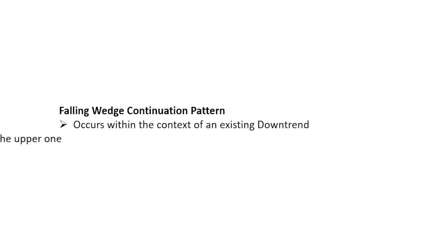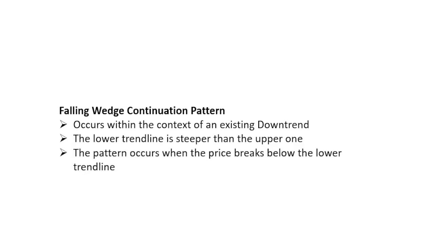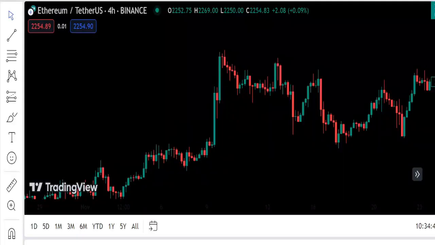Once again, let's do a recap of our wedge pattern. So we've said it occurs within the context of an existing downtrend. The lower trend line is steeper than the upper one. The pattern occurs when the price breaks below the lower trend line. So this takes us to our next pattern.